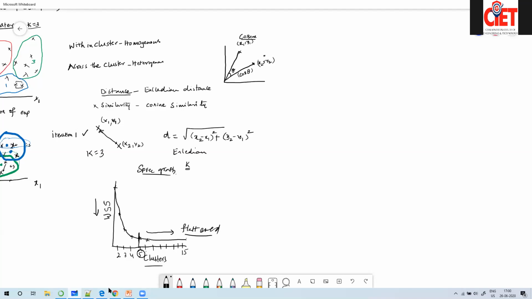So we use this scree graph. It's also called the elbow curve. The technical name is scree graph, but the non-technical name is elbow curve. So using this graph, we can decide what is the ideal number of clusters to go with.